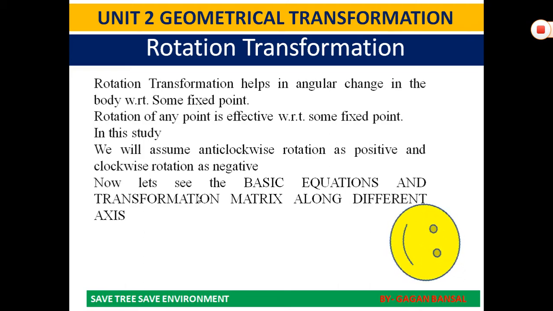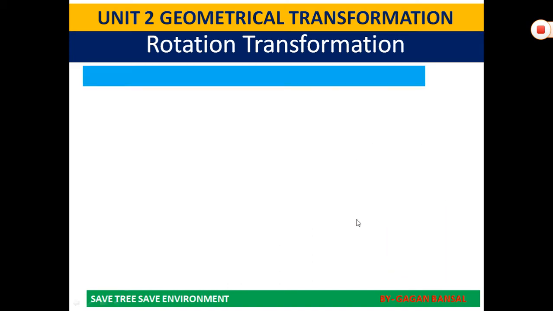So now let's see the basic equation and transformation matrix along different axes. We will be taking x, y and z axes separately, and we will be deriving the basic equations for the transformation, and then with those basic equations we will be making the matrix. So let's start first with rotation about z axis.